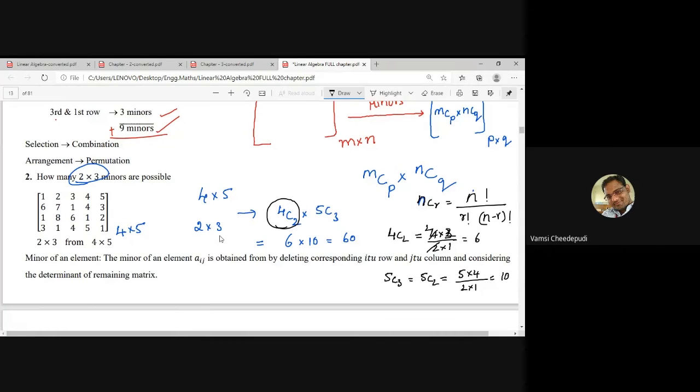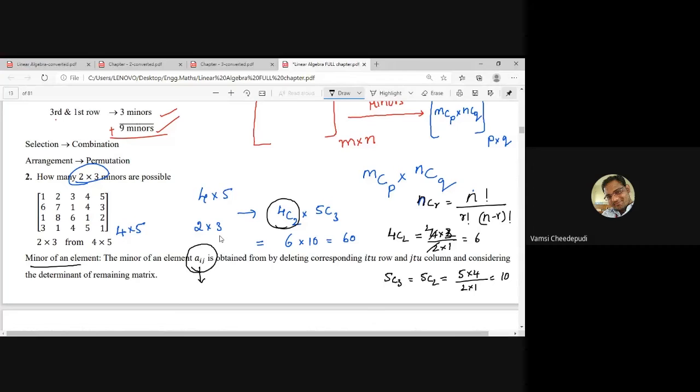Okay, sir, I understood what is meant by minor of a matrix. It is simply a submatrix. That's it. But what about minor of an element? The minor of an element: if you want to find out Aij element minor, you need to delete the corresponding row and corresponding column of Aij.